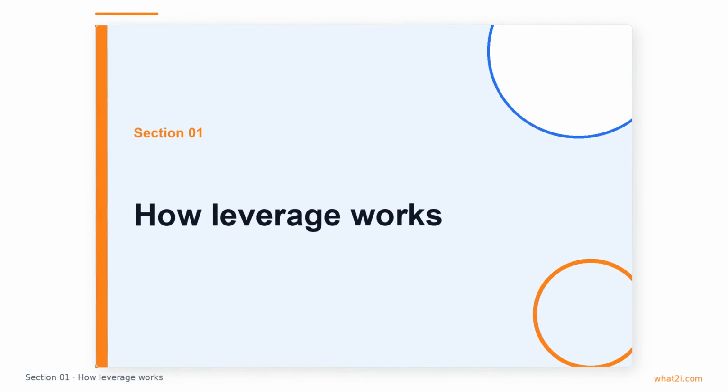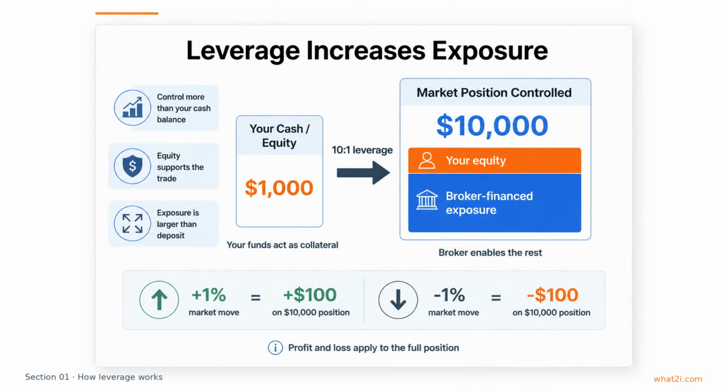How leverage works. Leverage increases exposure by letting a relatively small amount of your own capital control a much larger market position. Your money is still central to the trade because it serves as the collateral supporting that position. The broker is not handing you a pile of extra cash to spend separately. Instead, the broker allows your account to hold more exposure than your cash balance alone would permit.